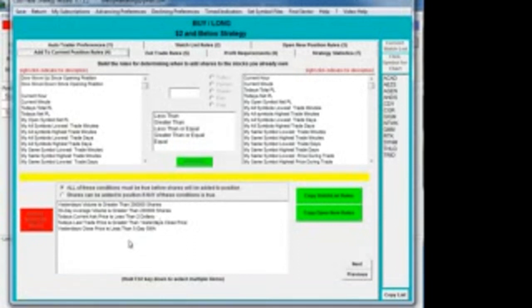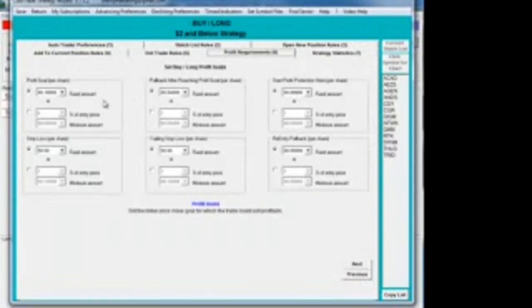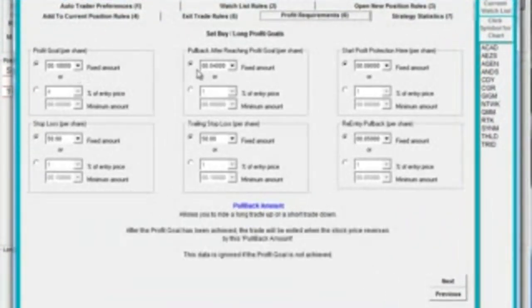And yeah, so it's damn easy. I mean, very, very simple, but surprisingly effective. The beauty of the auto trader is that it robotically trades unattended, buying and selling stocks based on these criteria. You also see that we exit once institutional ownership goes below 5%. The profit requirements are pretty straightforward. We're chasing 18-cent gains, 4% or 4-cent pullback, and profit protects at 9 cents.